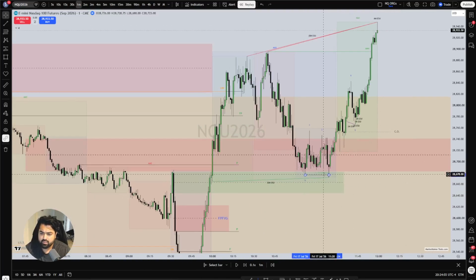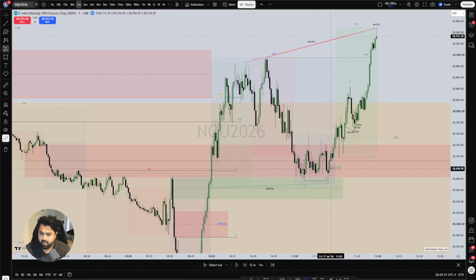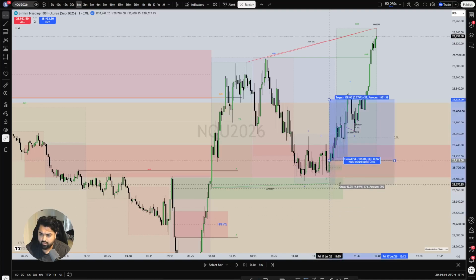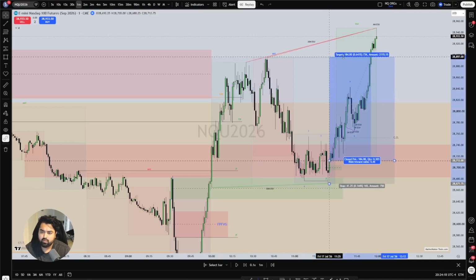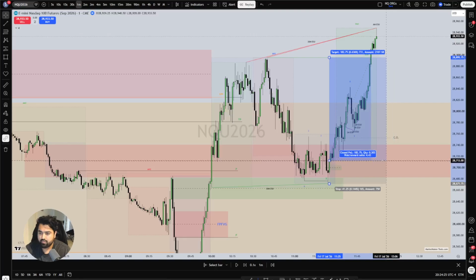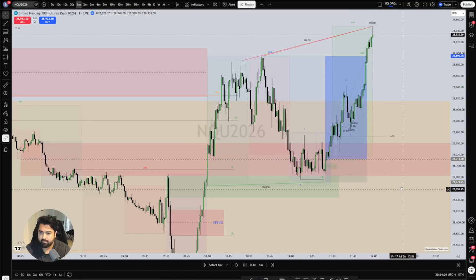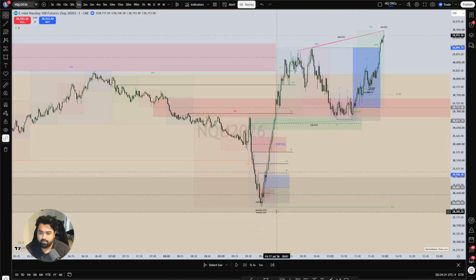We took out this low inside of this breaker. We made an inversion fair value gap here. This is the easiest trade you could have taken at 11:30. And look at this. Oh my god. Perfect. Targeting the nearest high, whatever is your RR. Oh, look at this. We finished it in 25 minutes here. So yeah, 2 amazing trade opportunities, 1 and 2.